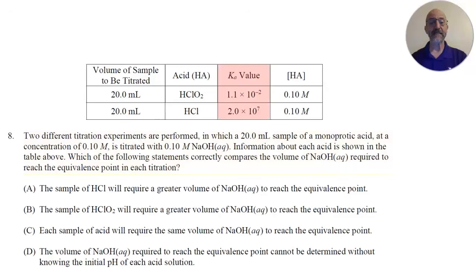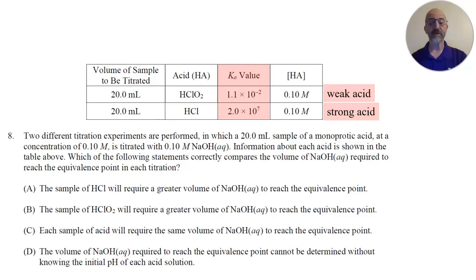I see same volume, same concentration, but different Ka value. Now, are each of these Ka values greater than 1, less than 1? Well, it turns out there's one of each. So HClO2 is an example of a weak acid, and we know this because the Ka value is less than 1. HCl is an example of a strong acid because, well, look at that Ka value. It's very, very large.